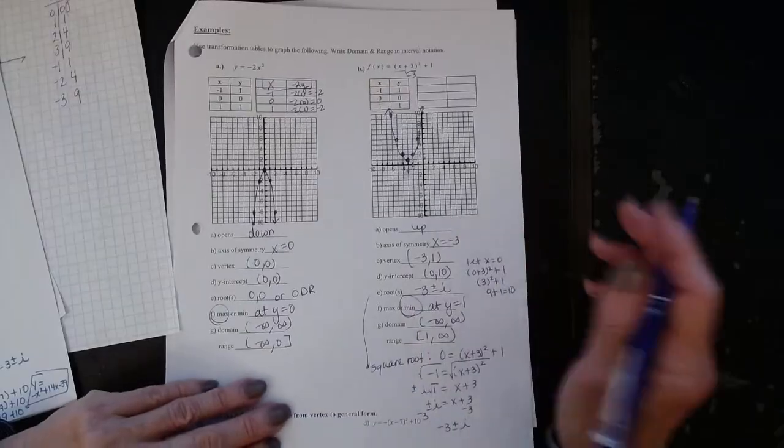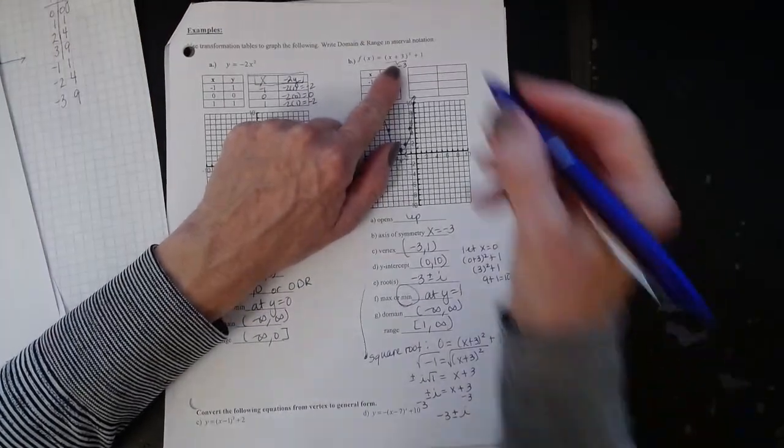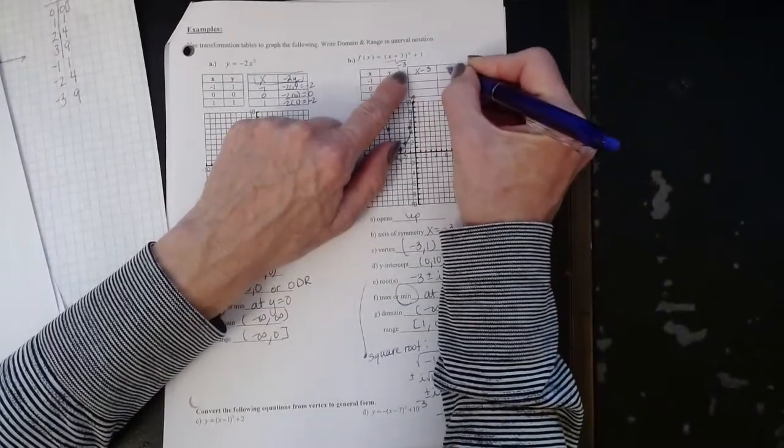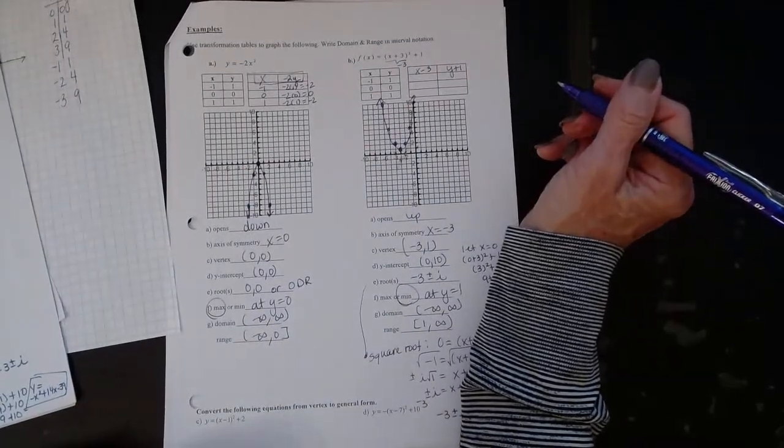If I was going to set up the transformation table, the only thing that affects the x is what's in parentheses. So that would be x minus 3 and then the y plus 1. And then you would just plug in your values if you needed to do that.